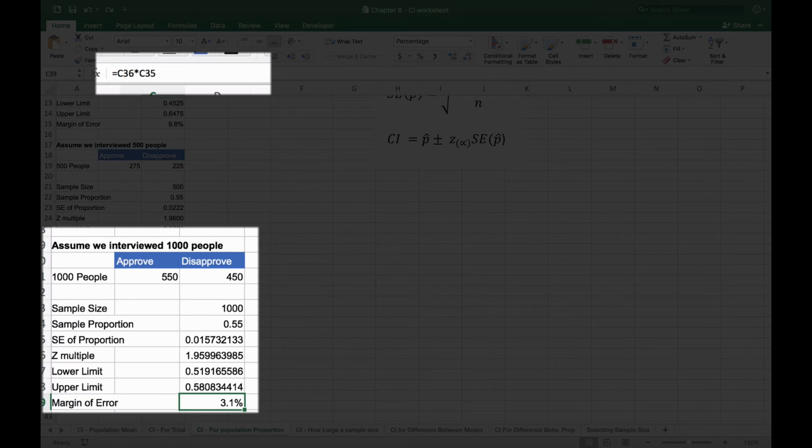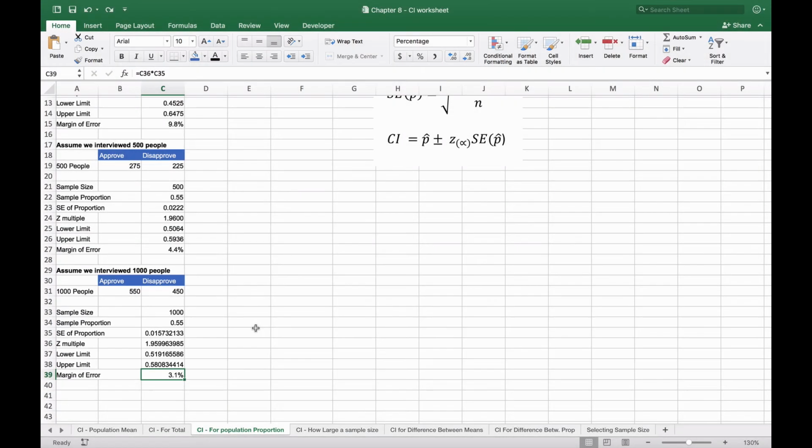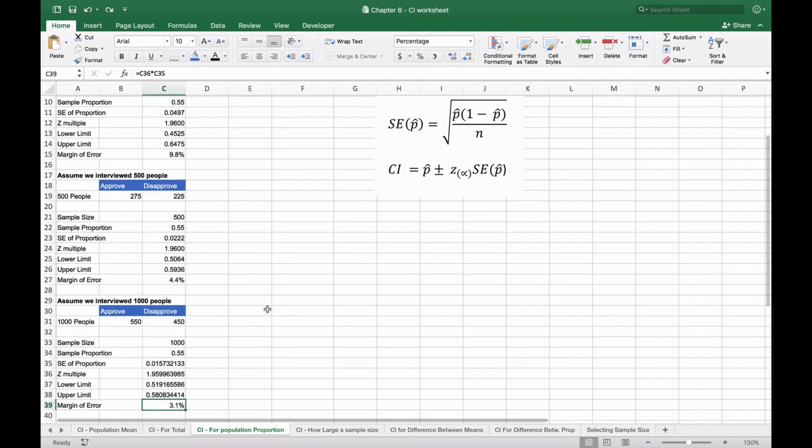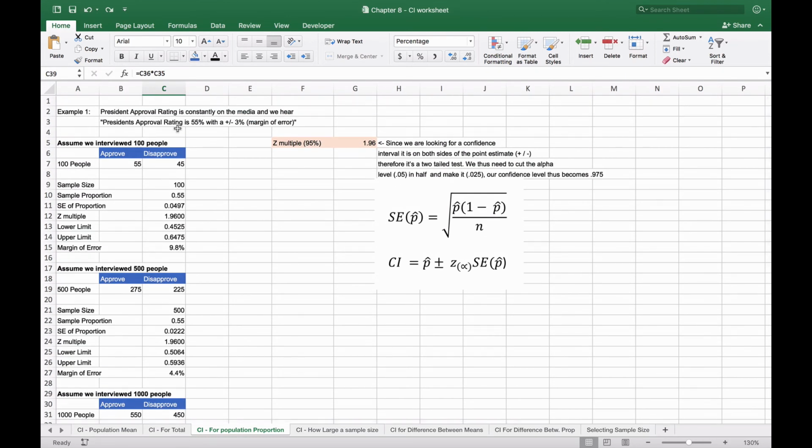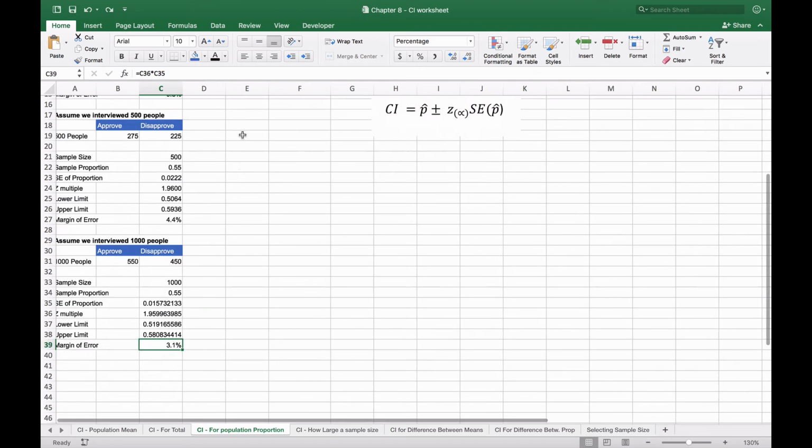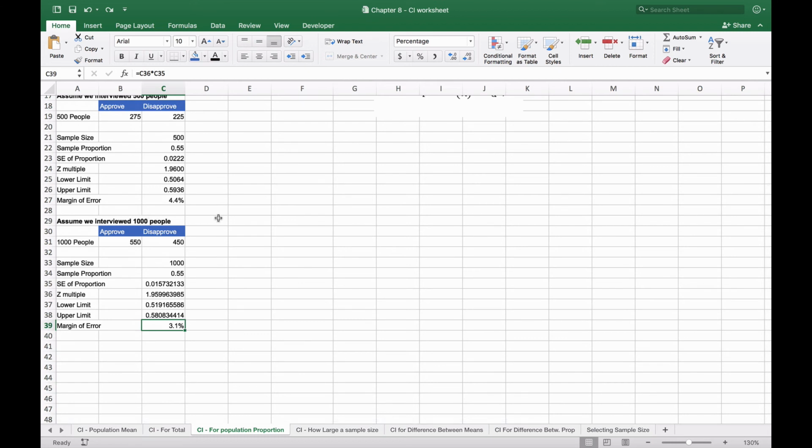And so you can see that as we increase the number of people, we end up reducing our margin of error, which is what we had expected from previous modules. And so when you hear, for example, going back up to the top, the president's approval rating is 55% with a plus or minus 3% margin of error, you will know that this 3% margin of error is going to be due to the fact that they've interviewed approximately 1,000 people.